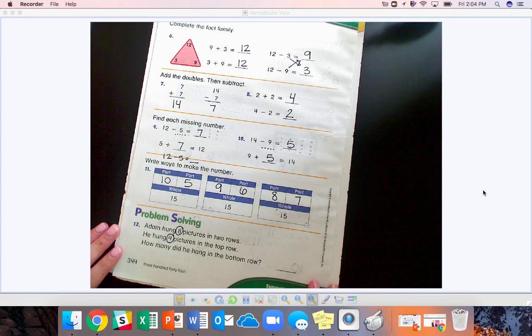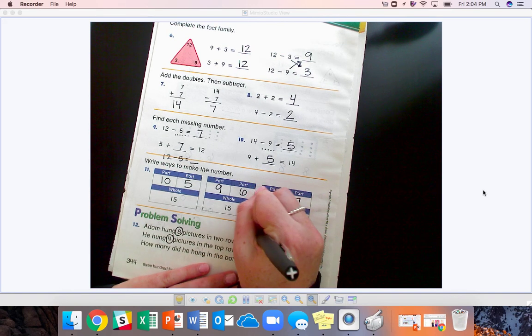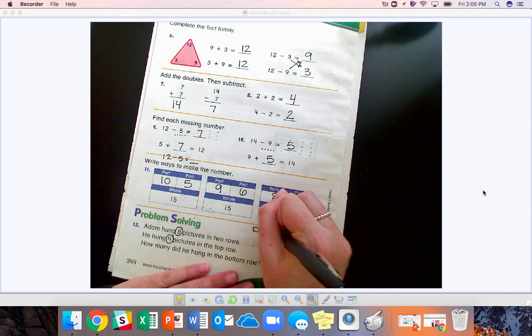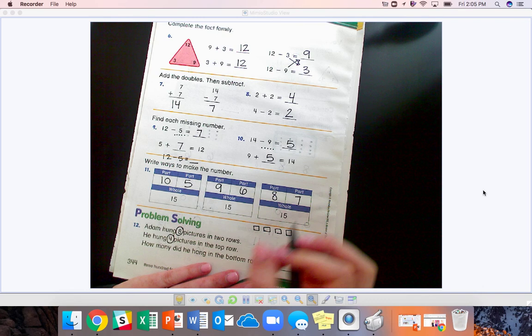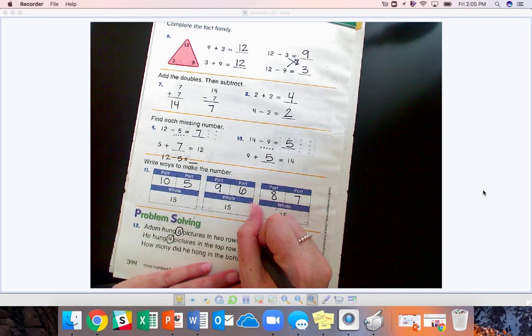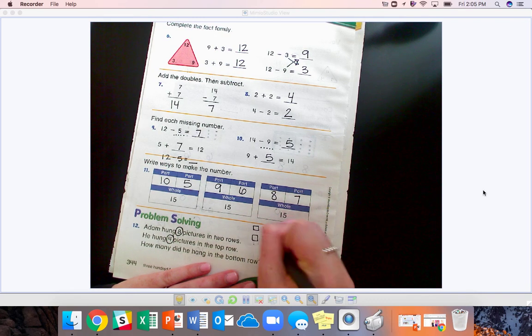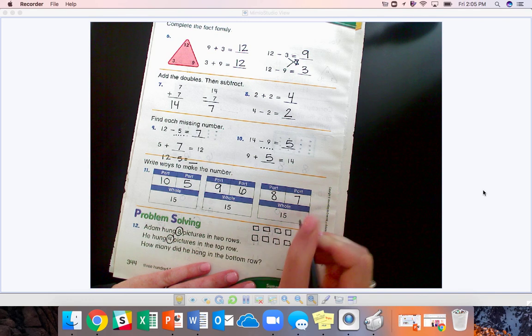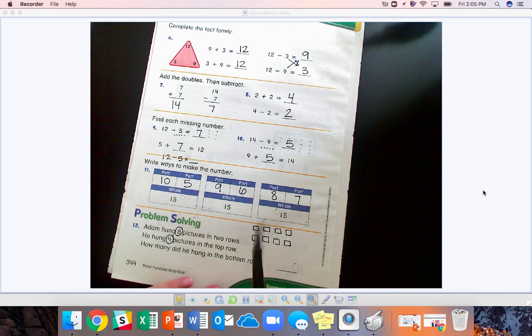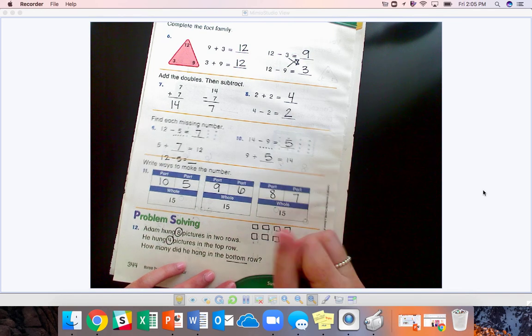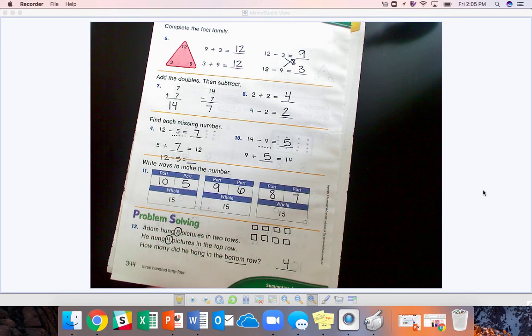Adam hung 8 pictures in 2 rows. He hung 4 pictures in the top row. 1, 2, 3, 4. Now we know there are 8 in all. 1, 2, 3, 4. I did 4 because I know 4 plus 4 is 8. So how many did they hang in the bottom row? 4.